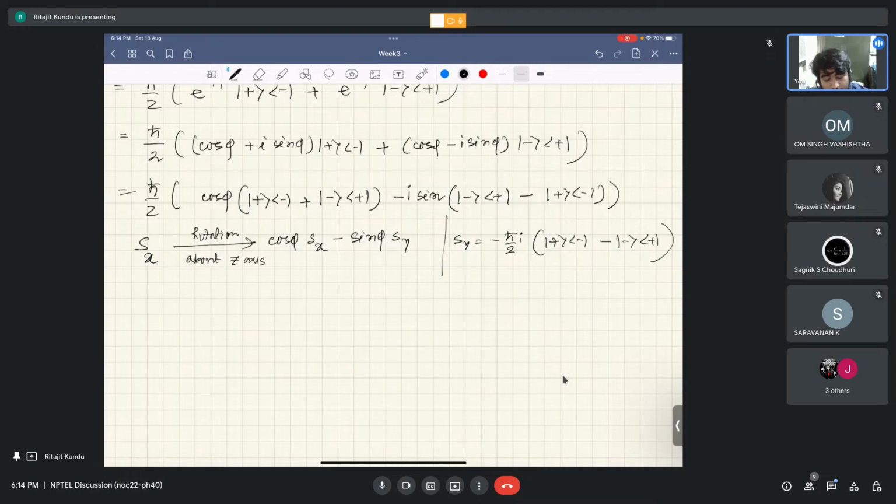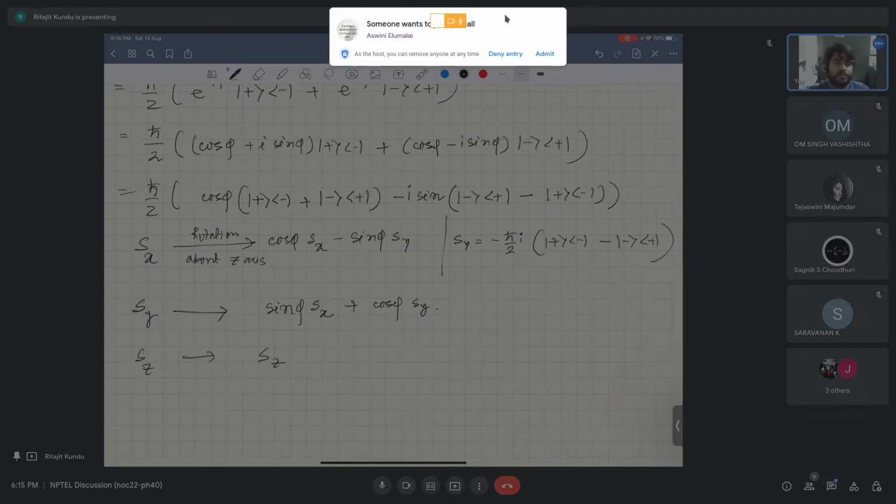Okay, so similarly you can also do it for Sy. In the same set of calculations, you will find that Sy becomes something like sine phi Sx plus cos phi Sy. Okay, and Sz, if you do that, you will see that Sz actually doesn't change at all. So why will it not change? Because we are just rotating about the z axis, right? So whichever axis we are rotating about, that quantity doesn't change, but all of the other quantities which are not on the same axis will actually change.